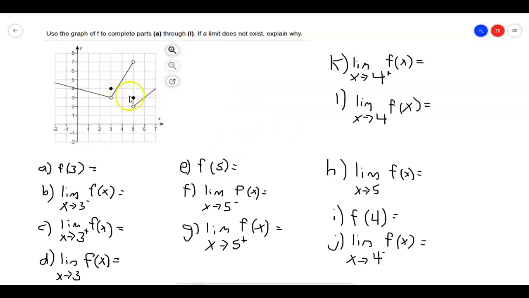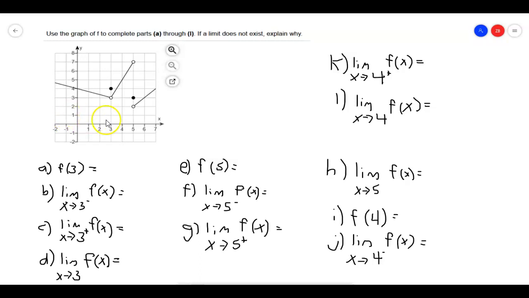So here's a graph of some function, and it looks like some weird function, probably a piecewise function, but the idea here is that we want to investigate what it means to be a limit and what it means when we have them and when we don't have them. So we really want to be able to visualize it and apply the definition of a limit.